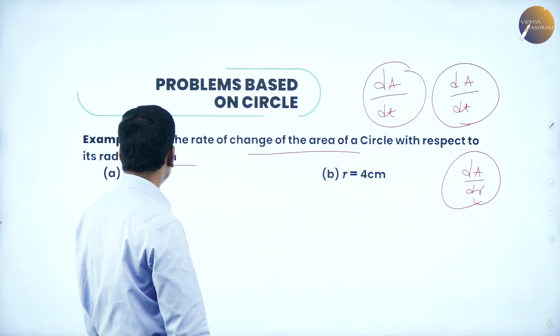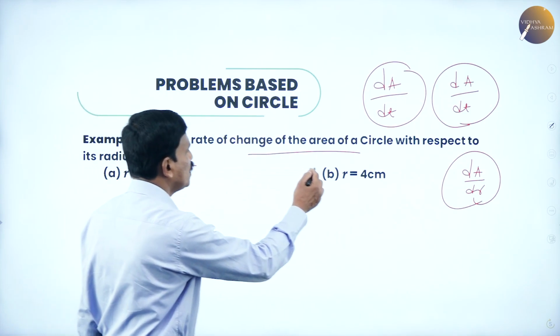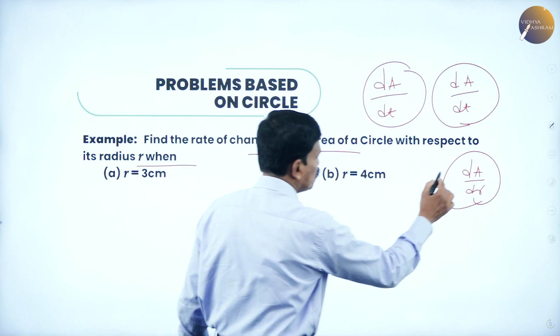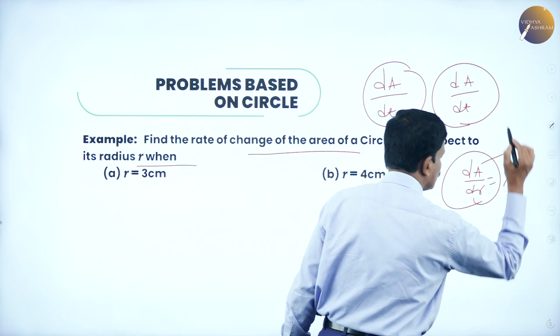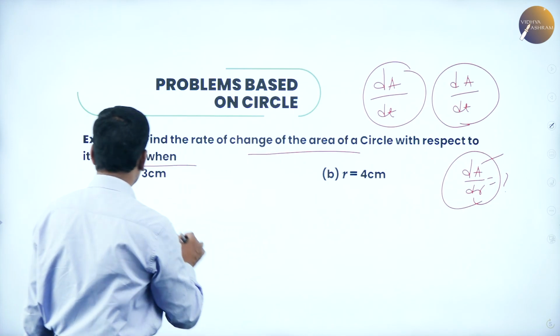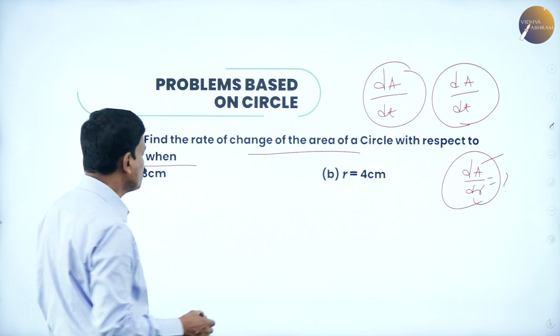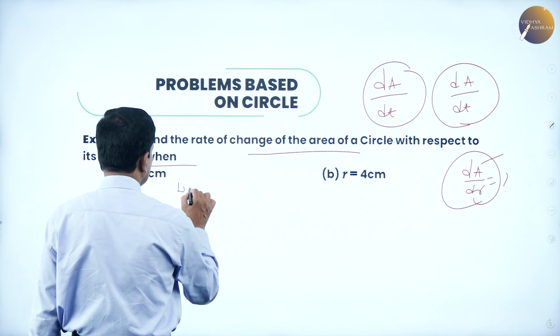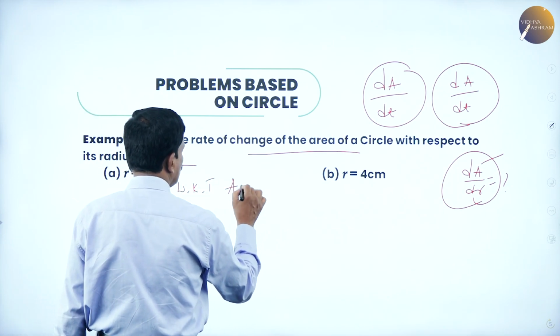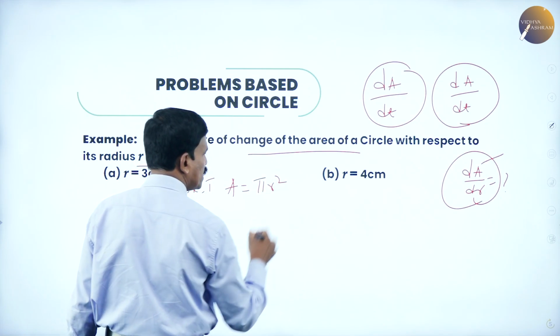Now what is the problem given? Find the rate of change of area of a circle with respect to radius. This is to be determined. This is the question mark. Now what is given? When r is equal to 3 centimeters and r is equal to 4 centimeters. Now we know that the area of a circle is equal to pi r square.